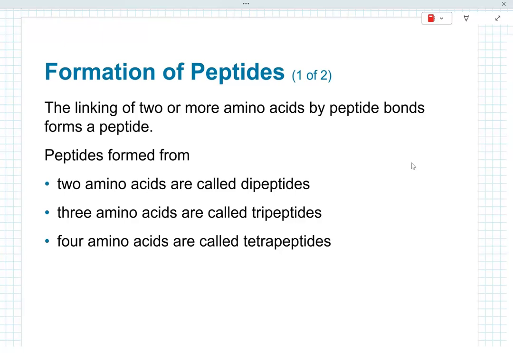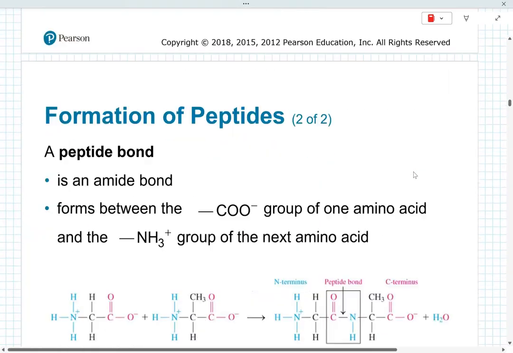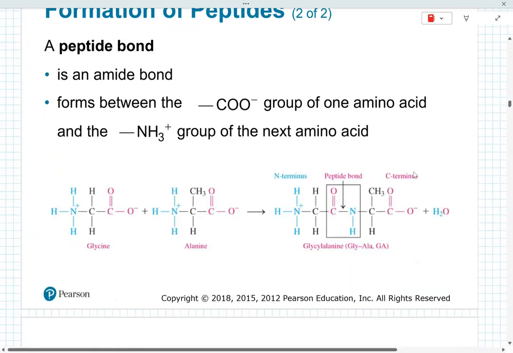Okay? If it's 2, dipeptide. If it's 3, tripeptide. 4, tetrapeptide. 5, pentapeptide, and so on, but usually we don't use that. So a peptide bond is basically an amide.